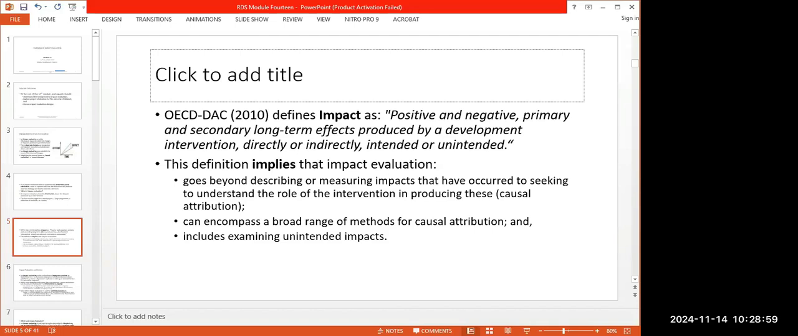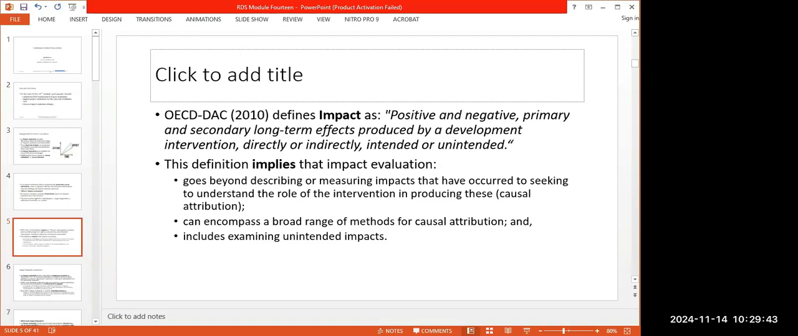There are times when you think a project produces results that you really didn't think about. If they are positive, you are happy, but sometimes you find they are negative, so this kind of affects you. So, according to this definition by OECD, it goes to explain that impact evaluation goes beyond describing the impacts that have occurred.